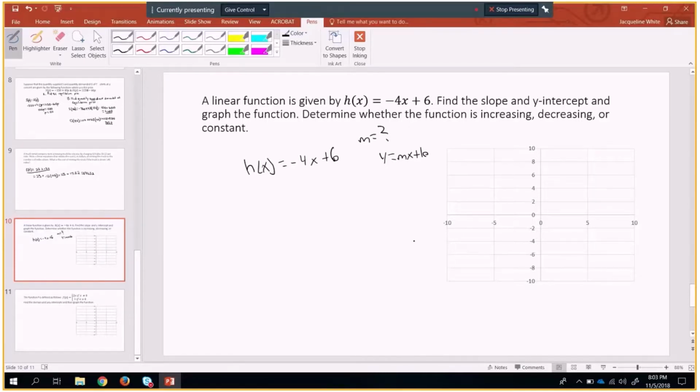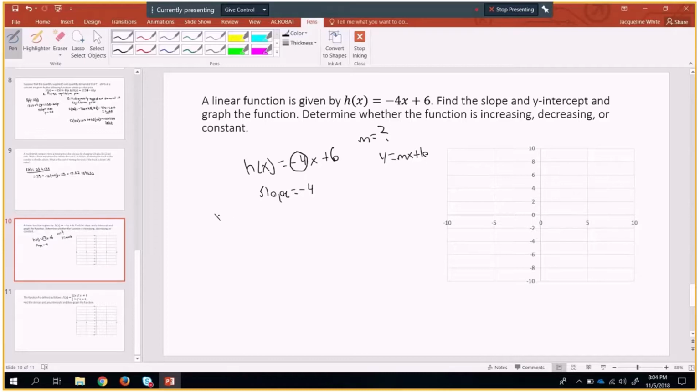In this case, our m is just whatever is in front, or any case for that matter for a linear function, is whatever is in front of our x. In this case, it's negative 4. So the slope is equal to negative 4.